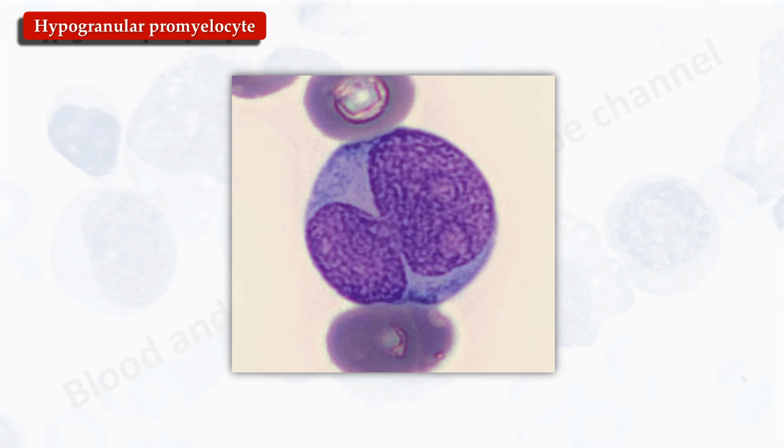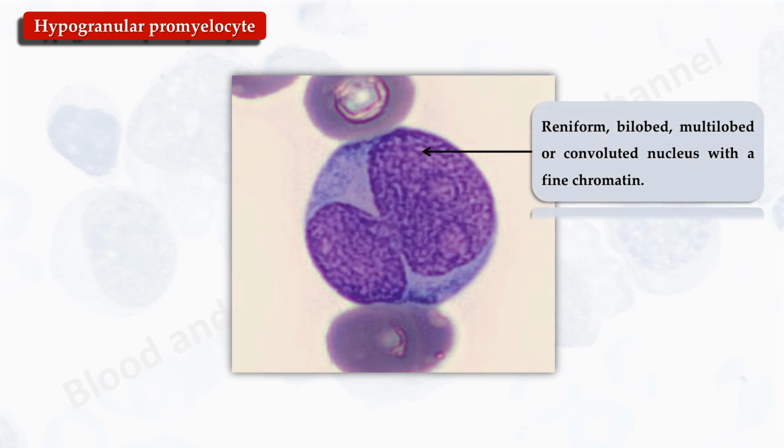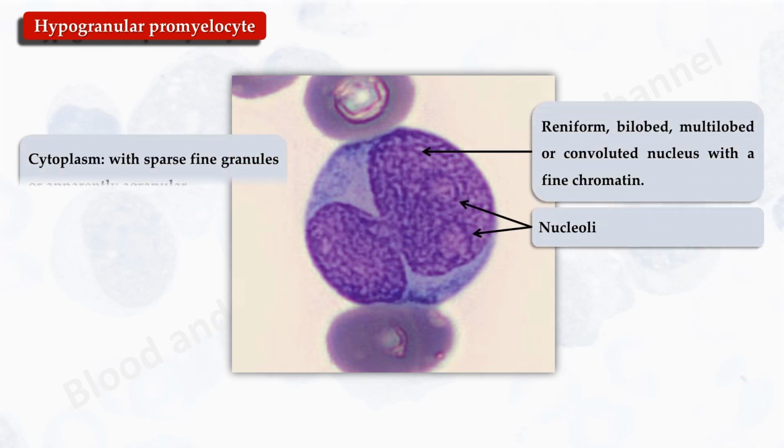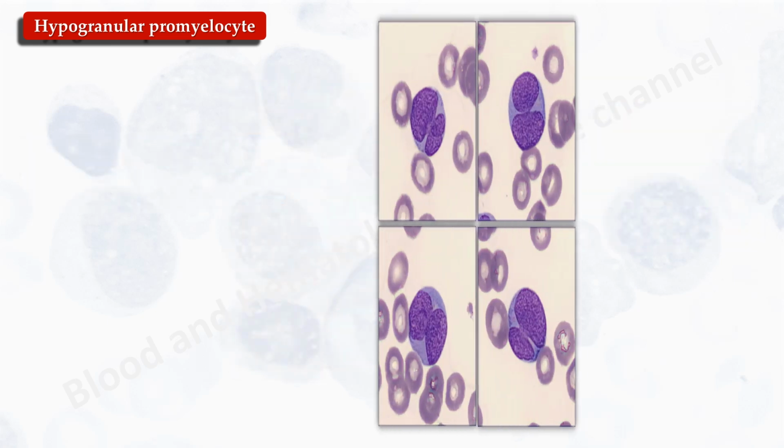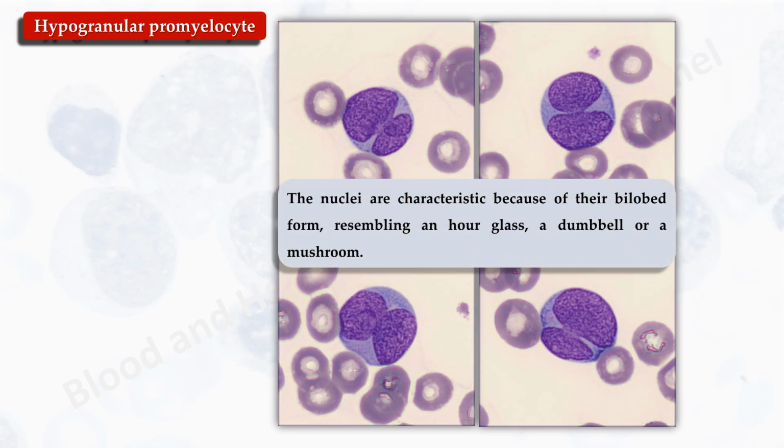Most cases of acute promyelocytic leukemia hypergranular variant are characterized by a cell with a reniform, bilobed, multilobed or convoluted nucleus and either sparse fine granules or apparently agranular cytoplasm. The nucleus has a fine chromatin and variably prominent nucleoli. The nuclei are characteristic because of their bilobed form, resembling an hourglass, a dumbbell or a mushroom.